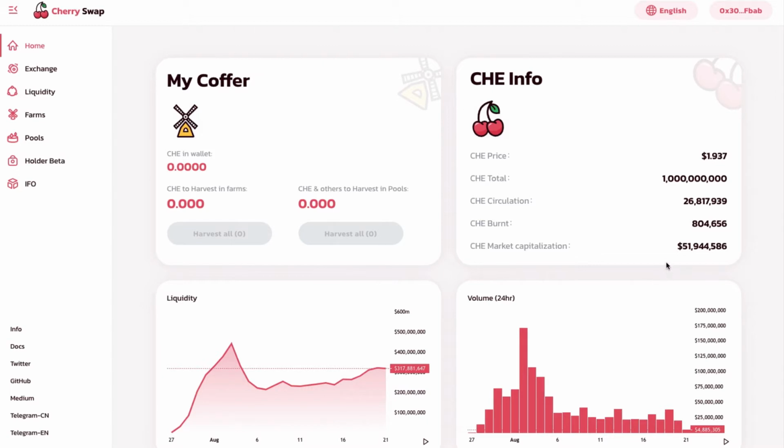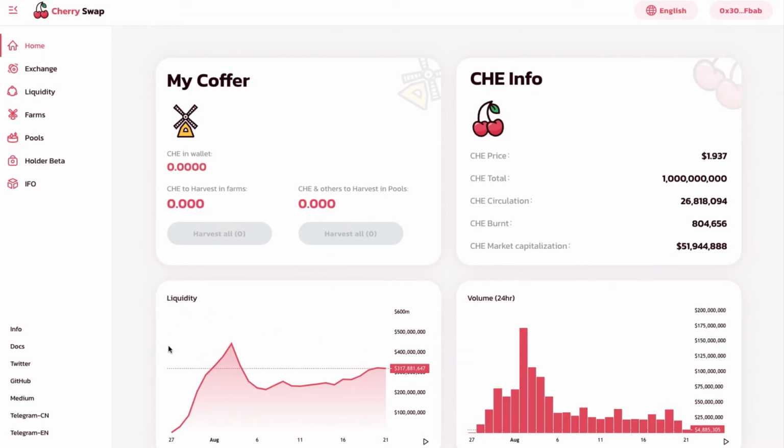And currently, it is trading at the price of $1.93 with a total supply cap of 1 billion, and a market capitalization of 51 million as of now. You can see from the charts here the increase in liquidity as well as the volume, the 24-hour volume, for the past month or so.